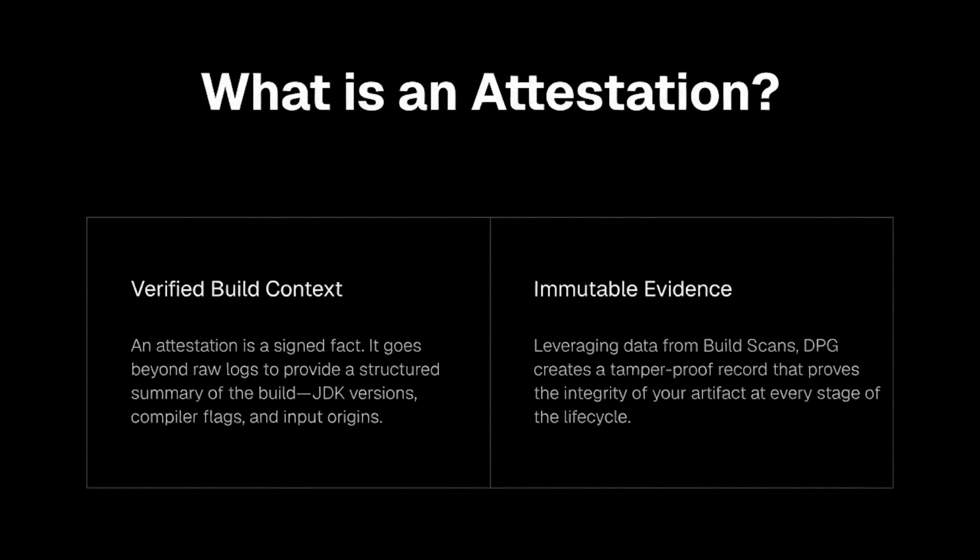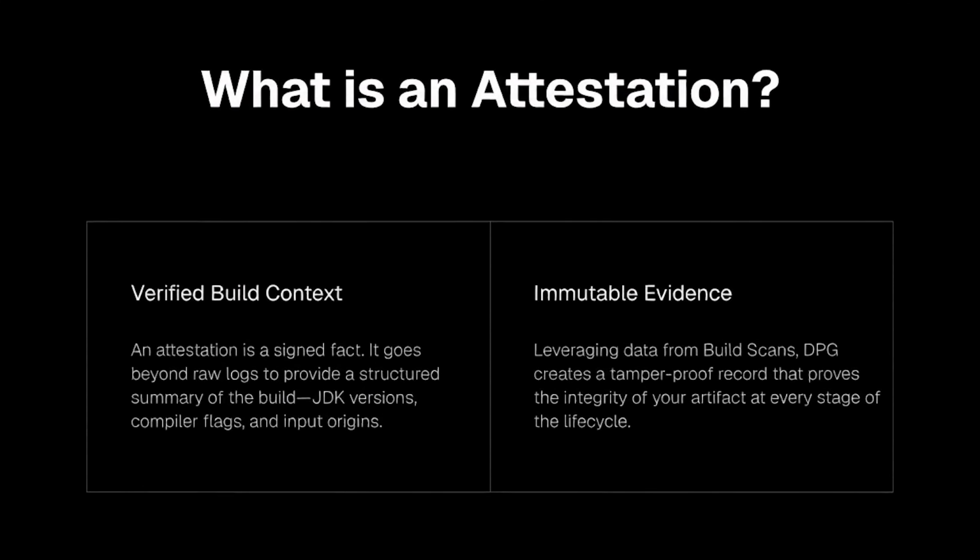Provenance Governor is a continuous governance platform that uses the deep data already collected by build scans to create signed attestations. These attestations are signed facts. They go beyond a simple build log by providing a verified statement about the build context.